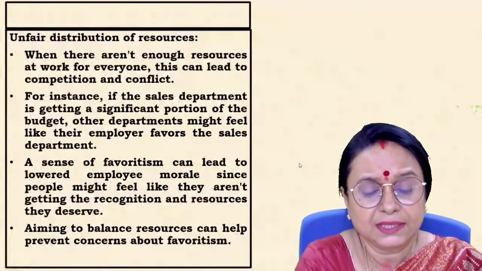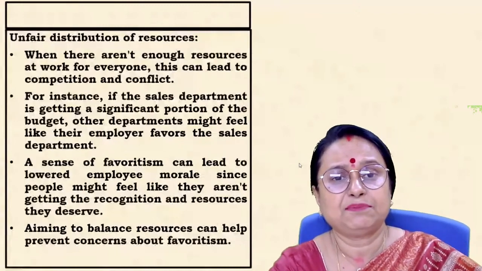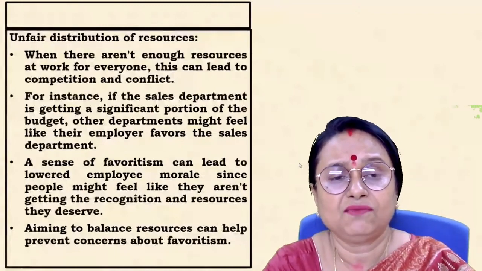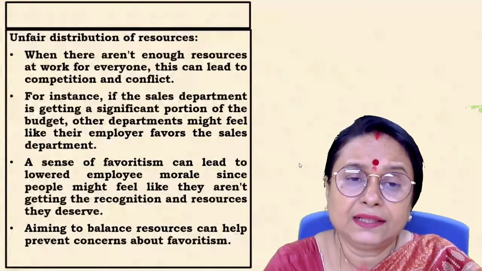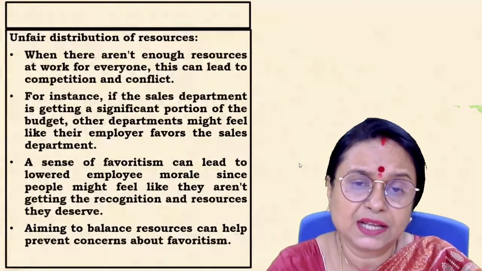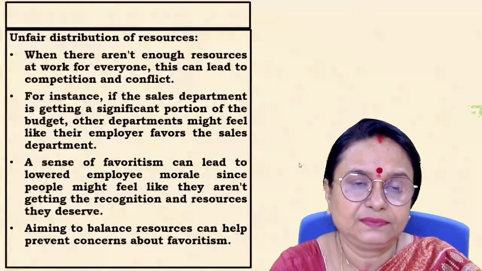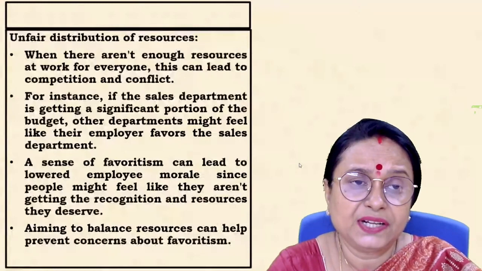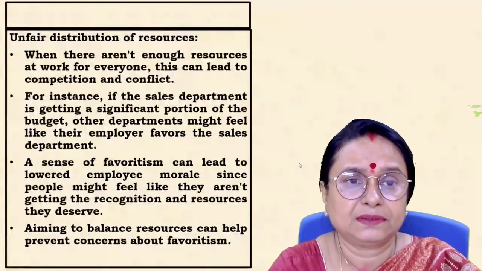So what happens? The employees will sit in groups. For example, 2 to 3 employees will sit in one cubicle. And in another department, for each employee, there is one cubicle. So what happens? Here there will be department conflict. So, unfair distribution of resources. Let us take another example.